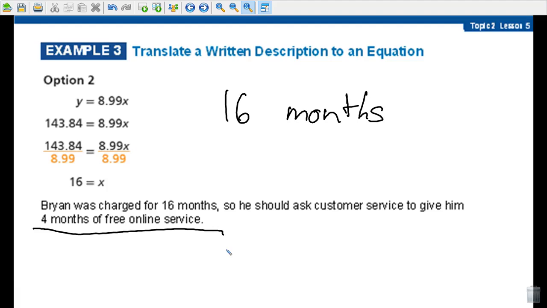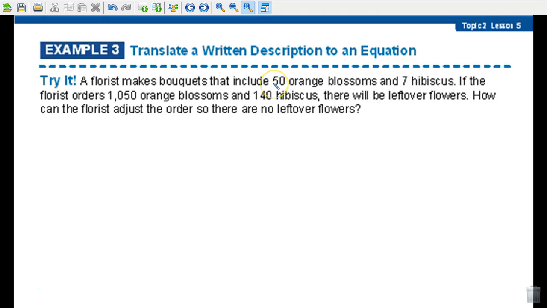All right. So here it is. Work on the example 3, try it. Go ahead. I'll give you guys 3 seconds to pause it. All right. Hopefully you paused it in that amount of time.